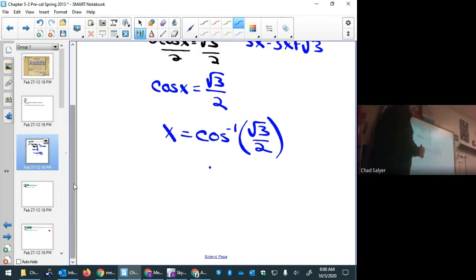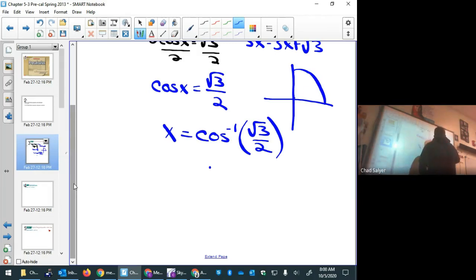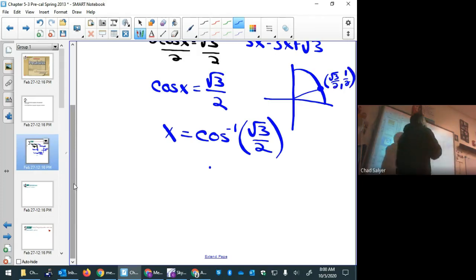We could find that with a calculator, but it's right on the unit circle. And remember, the cosine is the x coordinate, so that would be right here. Make sure you have that unit circle memorized well enough to do what I just did. If you have not, then you're not ready for any assessments in chapter 4 or chapter 5, but especially chapter 5.